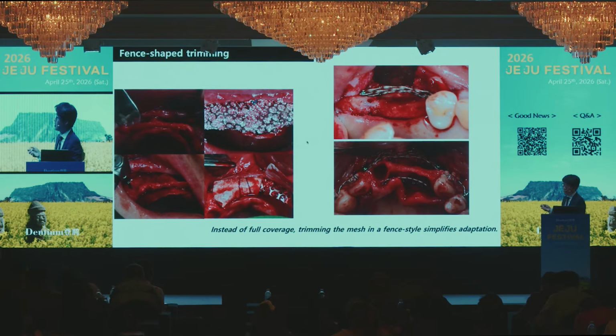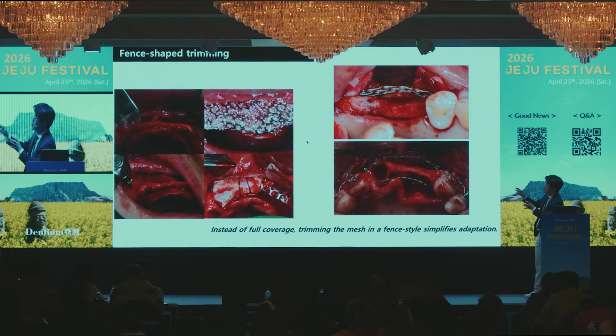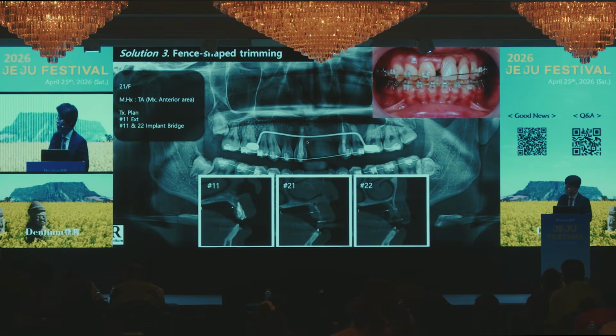like a fence shape. When you want to cover the whole side with 3D bending, it's quite difficult. But a fence shape is easy to make. So I prefer to use this technique too. And let me show you a case.